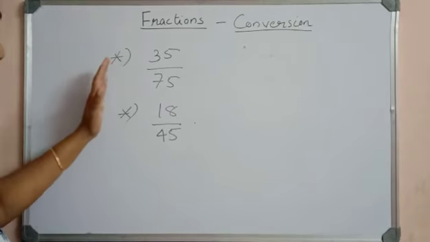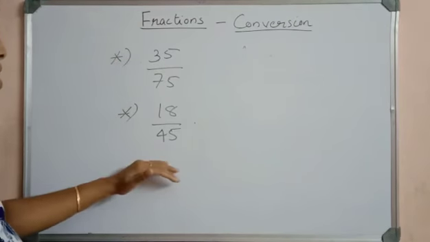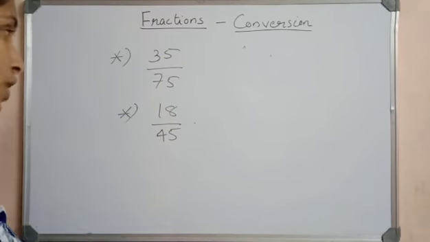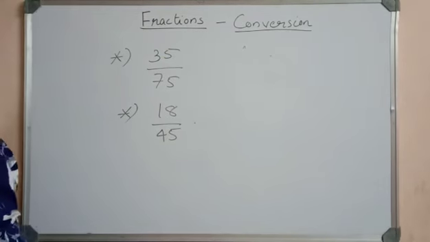Now, you find the simplest form of the given fractions, that is 35 by 75 and 18 by 45, and let me know the answer.